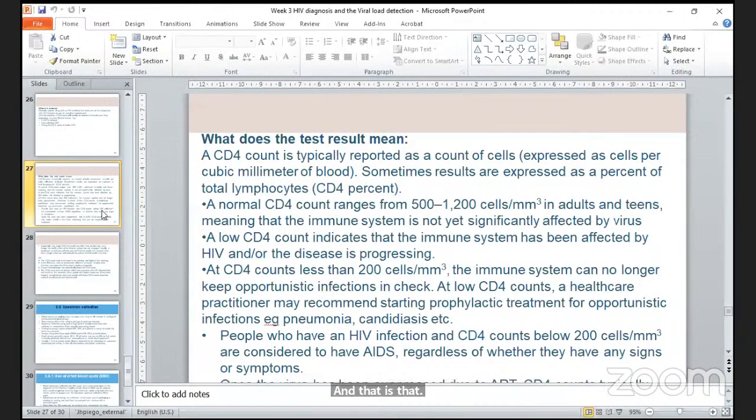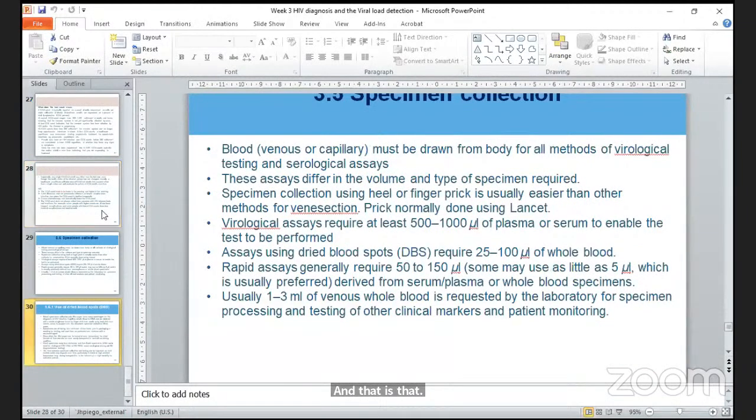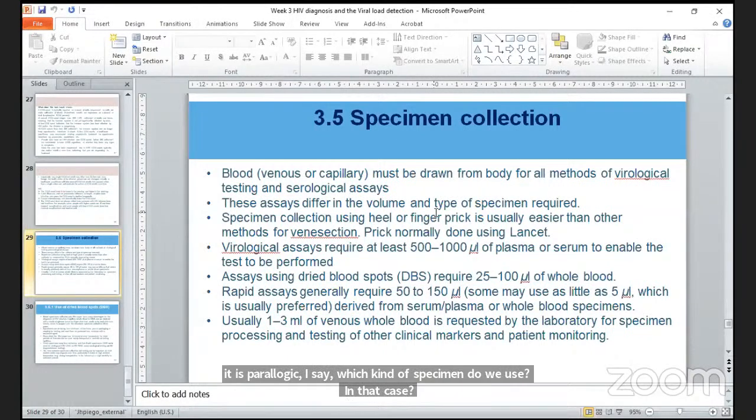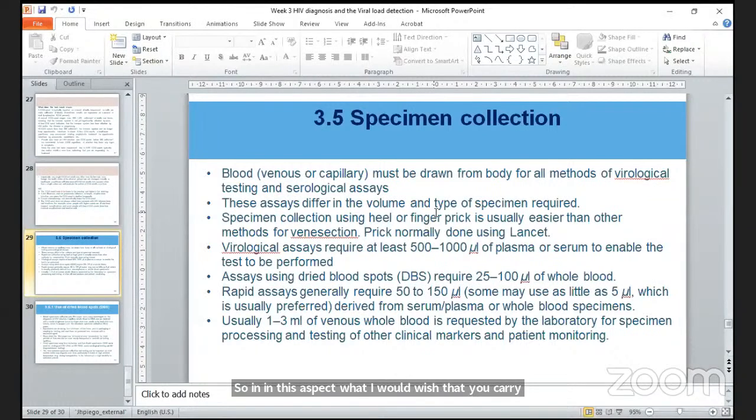Then the specimen, the dried blood specimen, and why we like that kind of specimen other than the fresh type. And remember, under the specimen, what is important here is to know which specimen for which kind of assay. If it is a serological assay, for example, enzyme immunoassay, which kind of specimen do we use in that case? If it is a virologic assay, which kind of specimen do we use? So what I would wish that you carry home here is which type of assay for which type of test, all right?